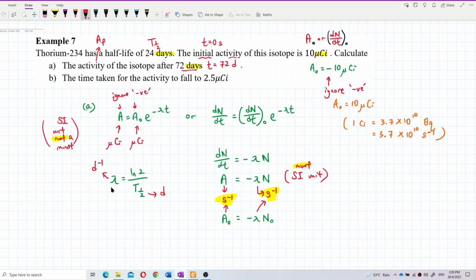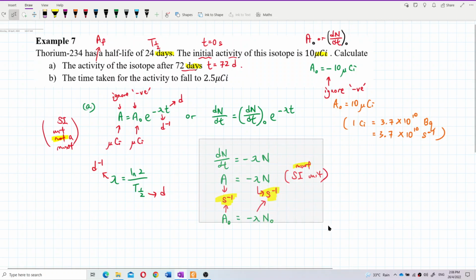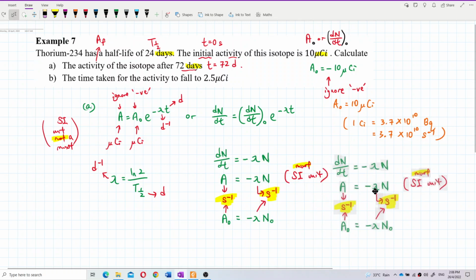So that means my lambda here is per day, and my time can leave it as day. Understand? Because these two units cancel each other. This is the index number. Day and per day can be cancelled, and then microcurie with microcurie can be cancelled. Understand? So that means, okay, just want to put it beside here.